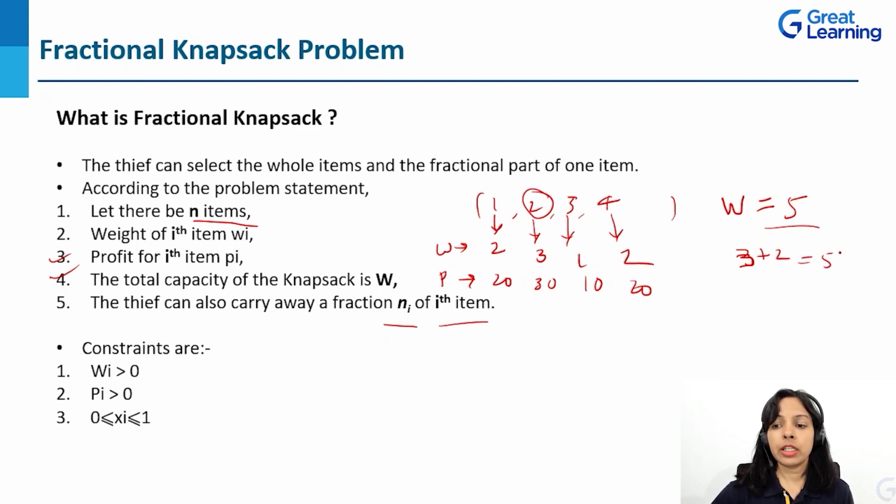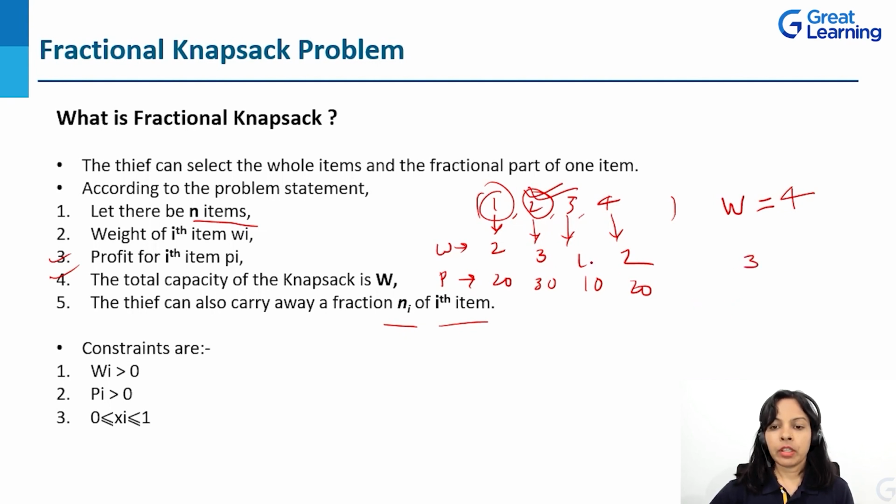Now his space is fully occupied, no space is left there, and he went away with these two items, 2 and 1. 3 kg plus 2 kg, 5 kg. Suppose the maximum capacity of this is 4. And the first item the thief selected is 2, second item. It is having 3 weight.